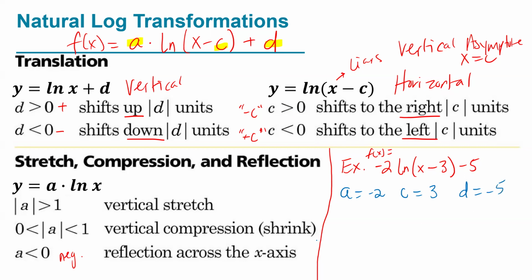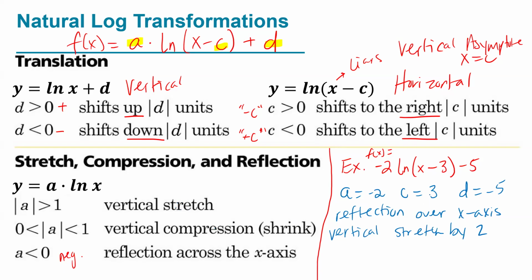Okay, so now that we've identified, we're going to describe what each piece means. So because A is negative, what do we know that means? Reflection over the x-axis. So our first transformation we know is a reflection over x-axis. Okay, because the absolute value of A is greater than 1, that means that it is a vertical stretch by 2. Okay, so A is done.